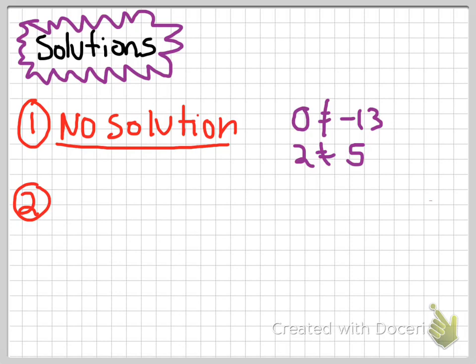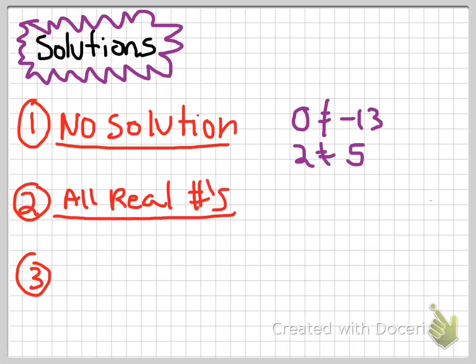So that's option 1. There are 2 more types of answers that you can get. So I'm going to write 1, 2, 3. And we're going to go through those. So no solution is one of them. Another type is called all real numbers. And this is when x is equal to everything. All real numbers means x equals everything. So we're going to look at what that looks like. And then the last type, type number 3, is a regular answer. You get just a number for your answer.